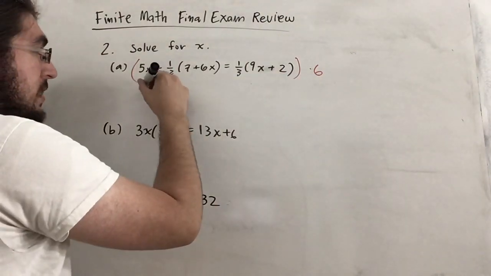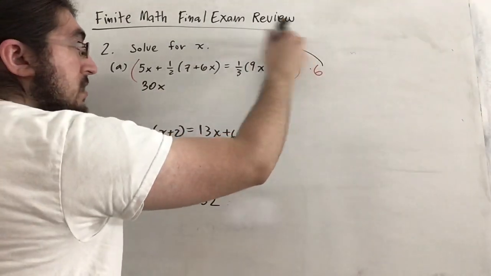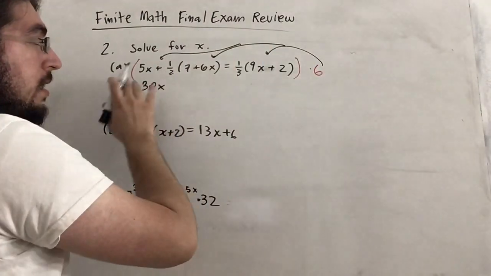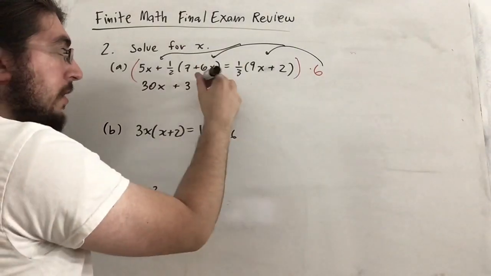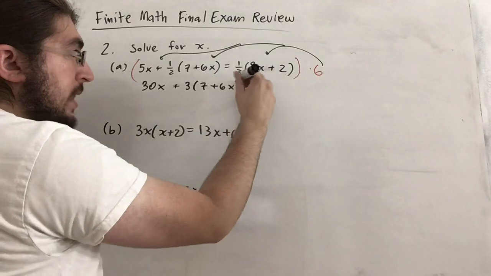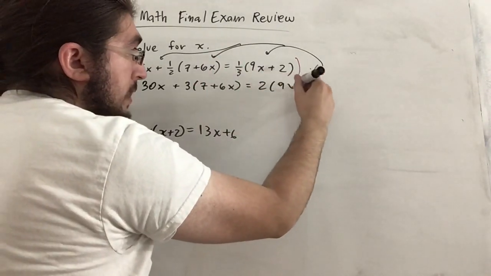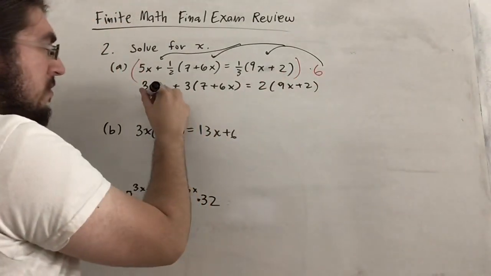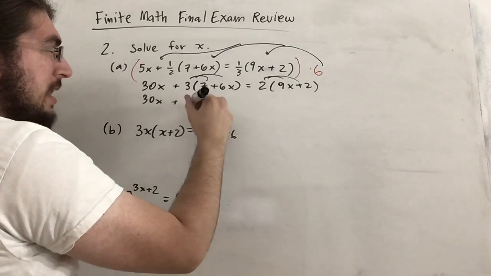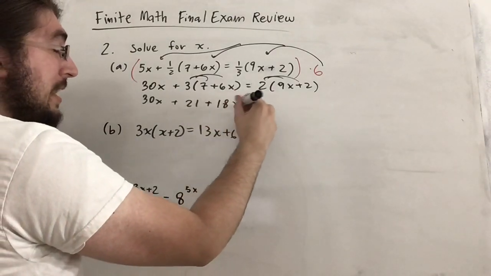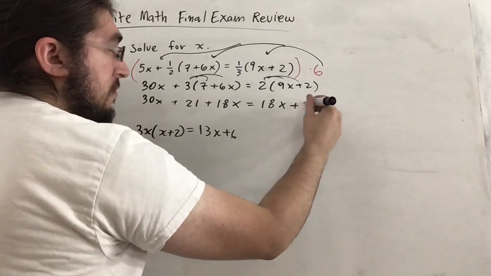6 times 5x is going to be 30x. 6 times 1/2, so this 6 hits each of these parts of the equation. So we did the first part. 6 times 1/2 is 3, so that takes care of this whole part. So then we can just distribute that 3 in. 1/3 of 6 is 2, that takes care of that whole part. Now we can distribute here and here, I guess. And we get, let's see, 21 plus 18x equals 18x plus 4.